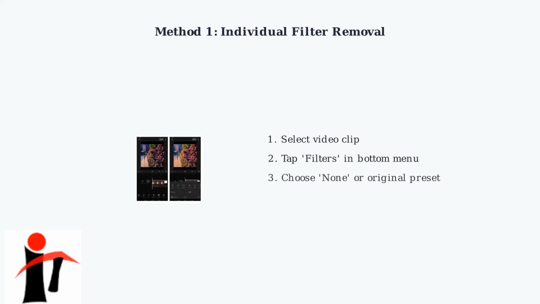The first method is individual filter removal. Select your video clip, tap the Filters option in the bottom menu, then choose None or the original preset to remove specific filters. This method gives you precise control over which filters to remove.